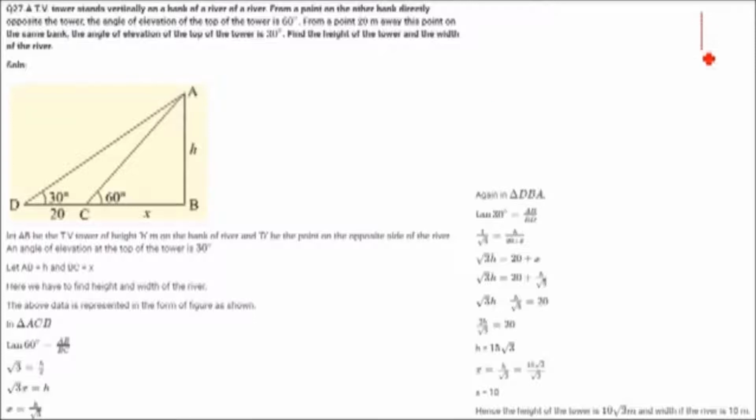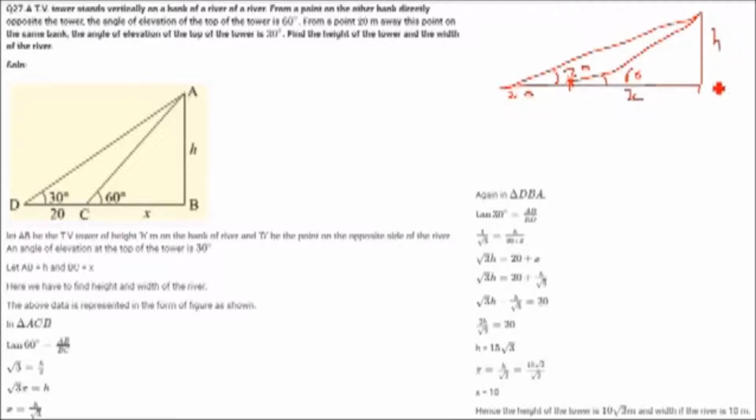So the question is like this, that there is a tower standing vertically on the bank of a river. So there is a bank of a river, it stands like this. From a point on the other bank, so this is say another bank, the angle is this 60 degrees. Now you move 20 meters away from the bank. The angle becomes 30 degrees. So you have to find this. These are two banks. So first x, this you have to find, and the height of the tower also you have to find out.